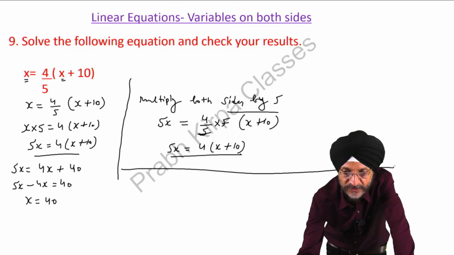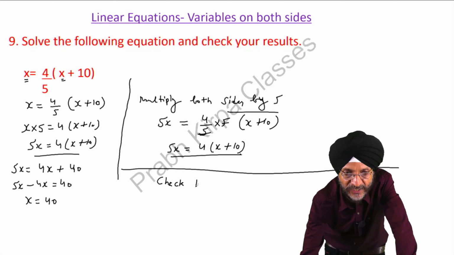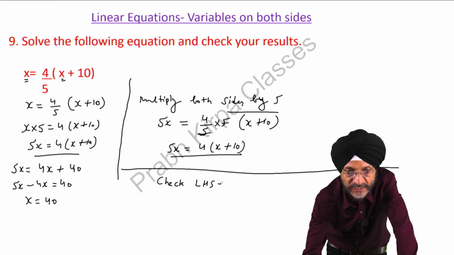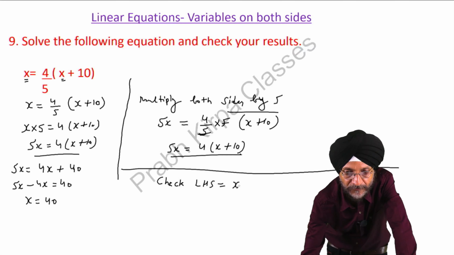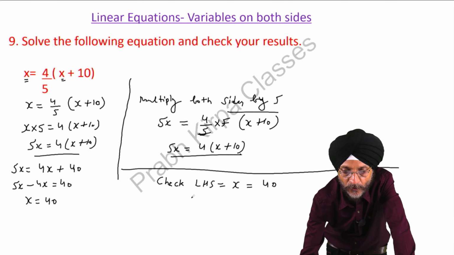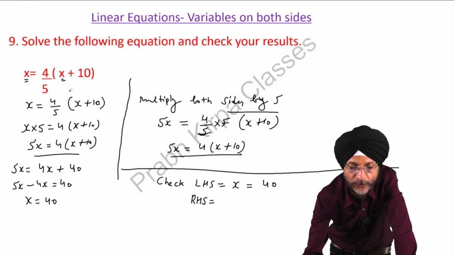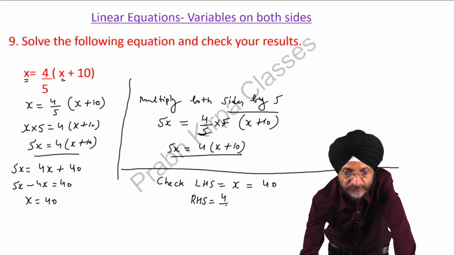What is checking? We will see. Check left hand side. What is the left hand side expression? It is x. Here x. What is the value of x? We have calculated, it is 40. Now we will fill in the value of x on the right hand side expression. What is the right hand side expression? It is 4/5 into x plus 10.